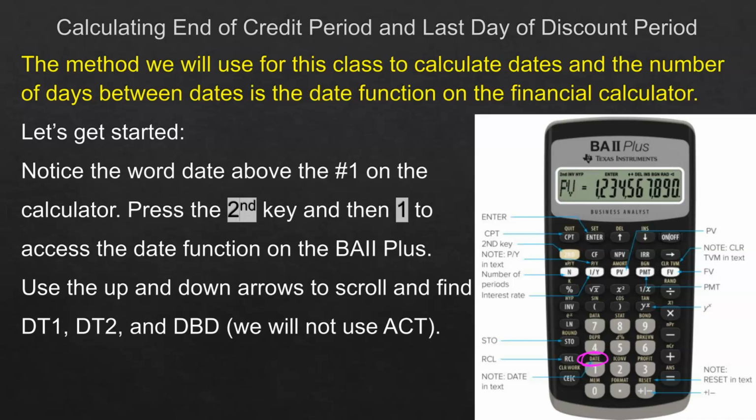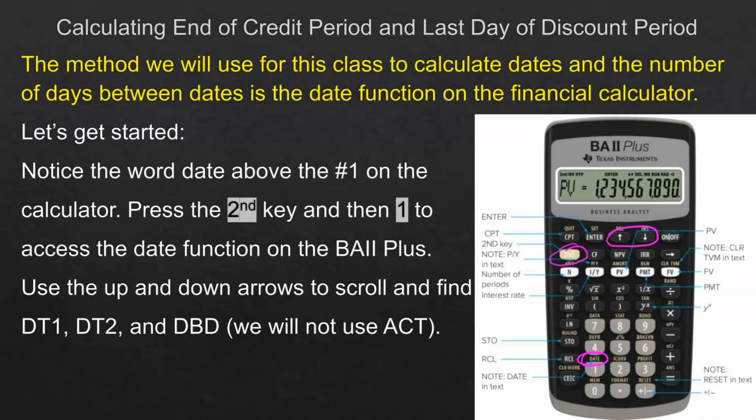And so to get to the date function, you simply press the second, right, this yellow key. You press second and then 1, and that accesses the date function. So I want you to do that on your calculator. Go ahead and do that. Press second, 1, and then push the up and down arrows, which are these, and you'll see different screens.